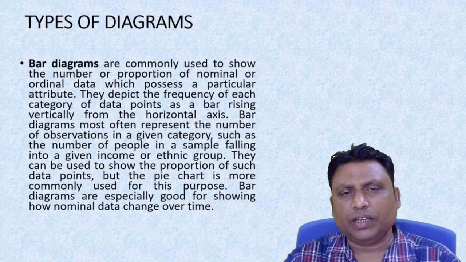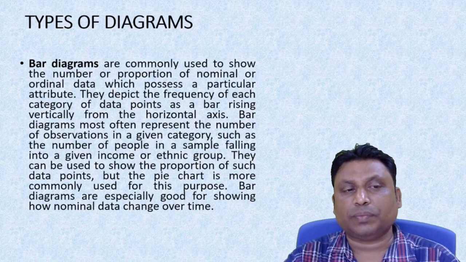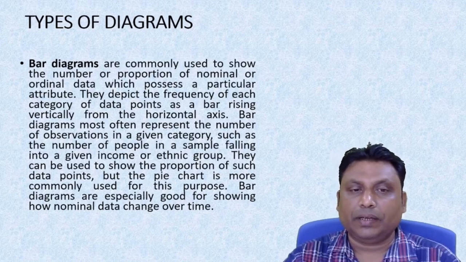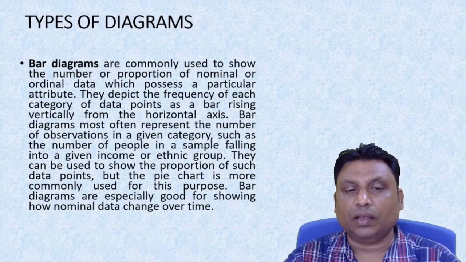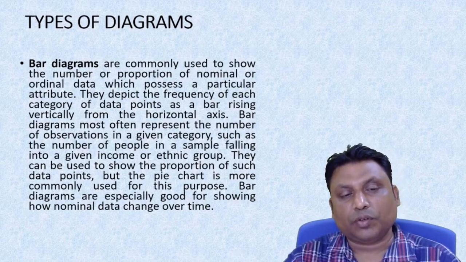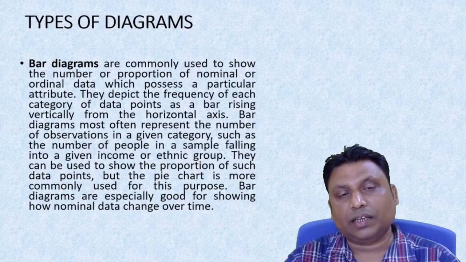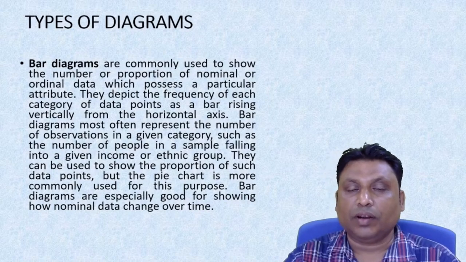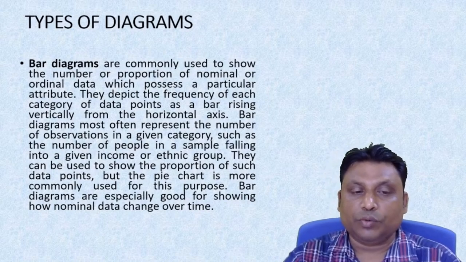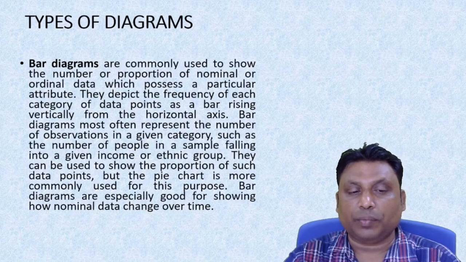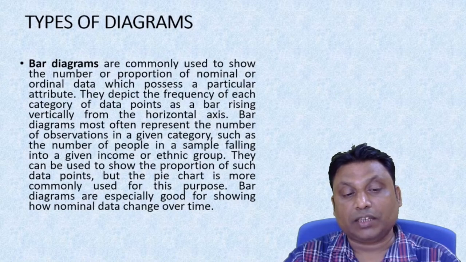Bar diagrams are commonly used to show the number or proportion of nominal or ordinal data which possesses a particular attribute. They depict the frequency of each category of the data points as bars rising vertically from the horizontal axis. Bar diagrams most often represent the number of observations in a given category, such as the number of people sampled falling into a given income or ethnic group. They can be used to show the proportion of the source data points, but the pie chart is more commonly used for this purpose. Bar diagrams are especially good for showing how nominal data change over time.